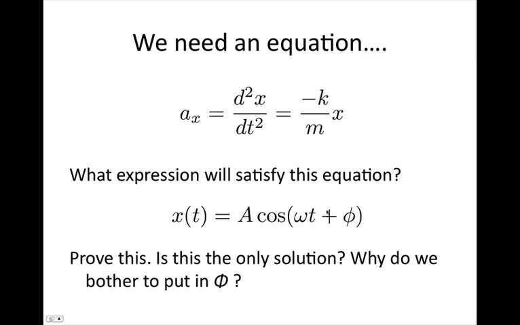Is this the only solution? Well, no, it's not. A sine function would also satisfy it. And then why do we bother to put in this phi? It's not needed to satisfy this equation, but it gives this equation a more general form. If we have this format, then we can satisfy any initial conditions, which isn't true if we don't have the phi. Okay, so now our task is to prove that x = A cos(ωt + φ) will satisfy a_x = -k/m x.